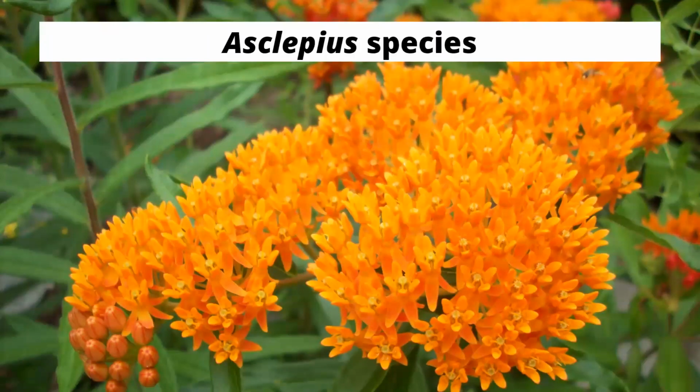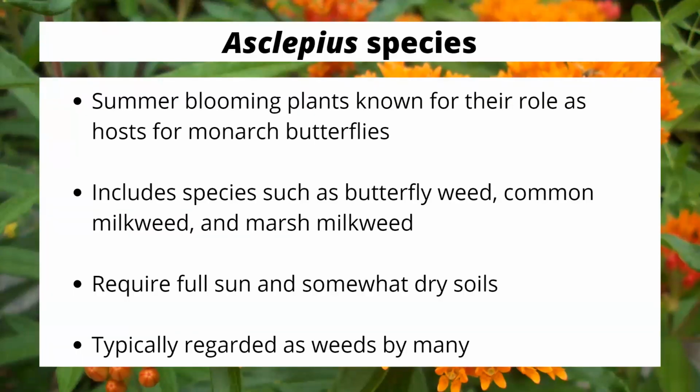So another one that is going to be very popular to plant for a lot of our pollinators will be anything that belongs to genus Asclepias. And some of you may recognize this as our milkweeds. These are summer blooming plants. They're going to be mainly known for their role as hosts for monarch butterflies, though those are not the only species that will stop by. They are just very supportive of monarchs. So that's going to include species like the butterfly weed that you were just looking at, as well as common milkweed, marsh milkweed, and several others.